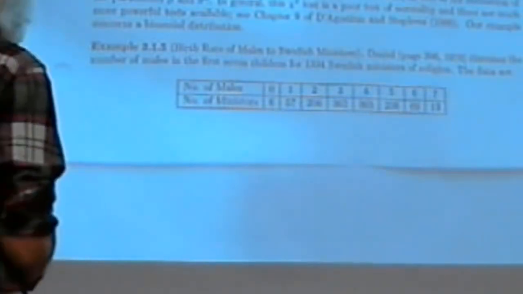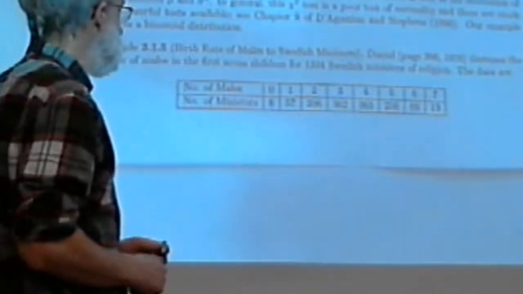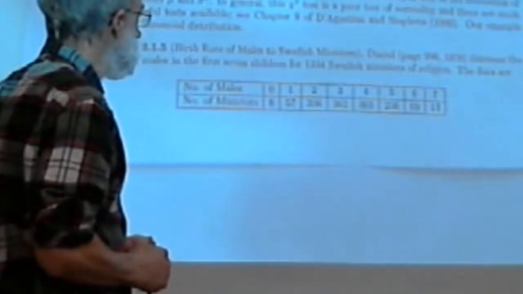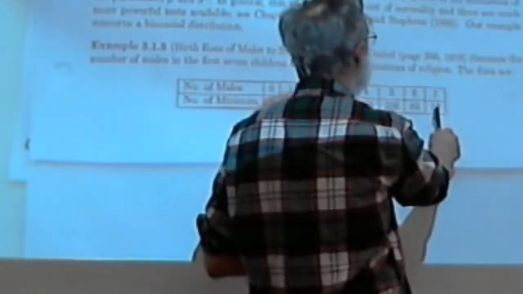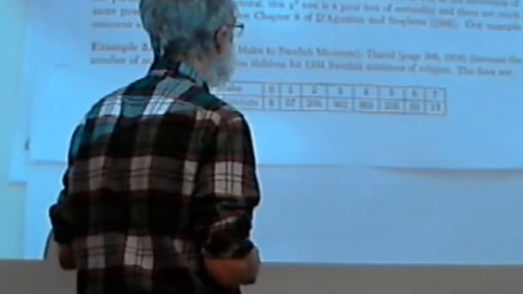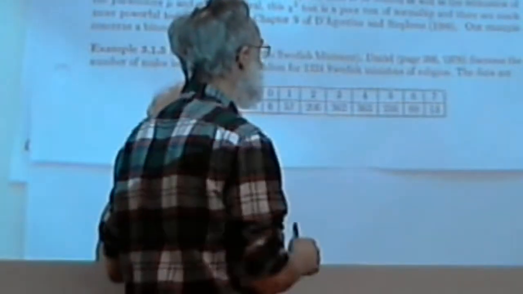And they looked at the first 7 children. So that's the number of trials, 7 children. And then a success in this study was a boy. They wanted to discuss the distribution of males in the first 7 children. Example 3.1. And so here we have the observed frequencies. Six of the ministers had no sons. So these guys had 7 daughters, right? 13 of them had 7 sons. 362 of them had 3 sons.